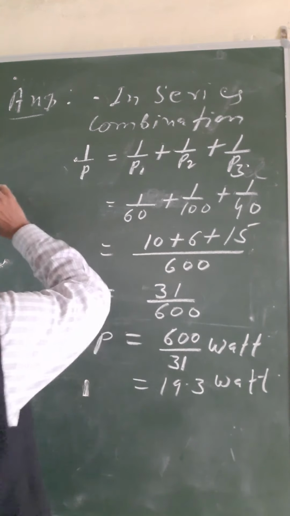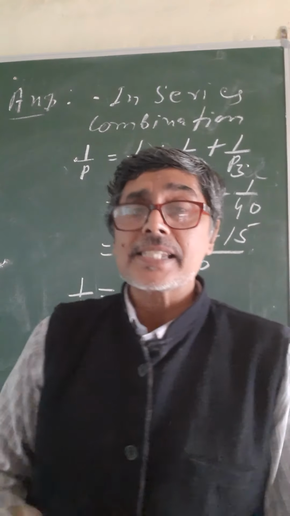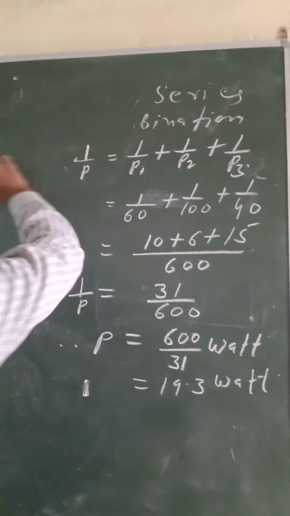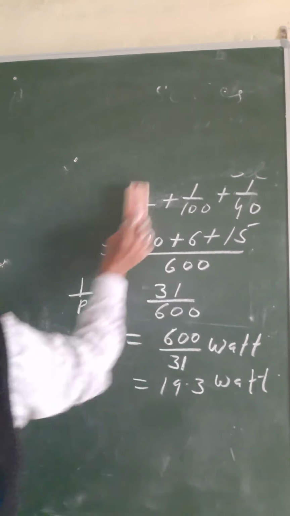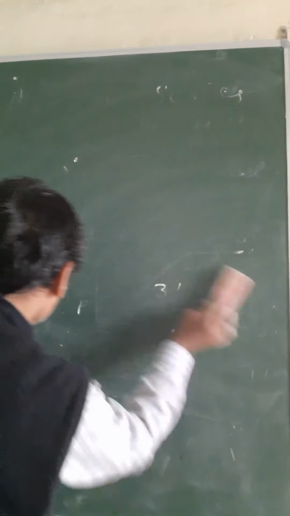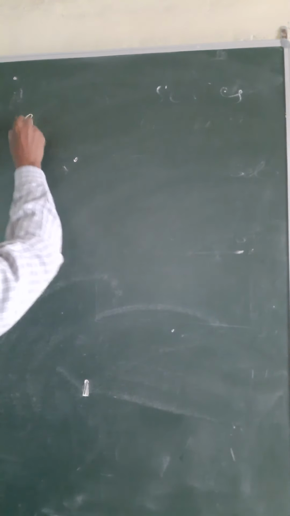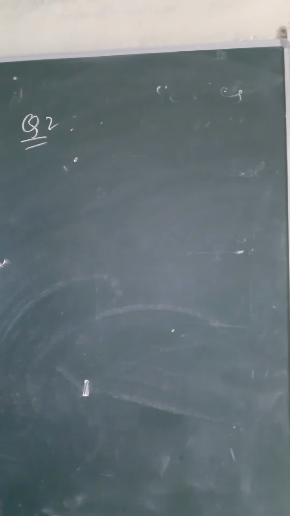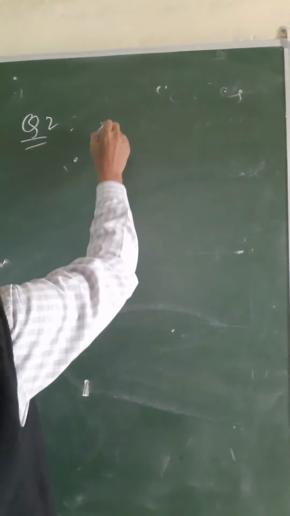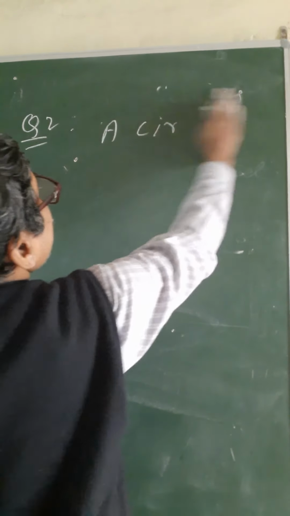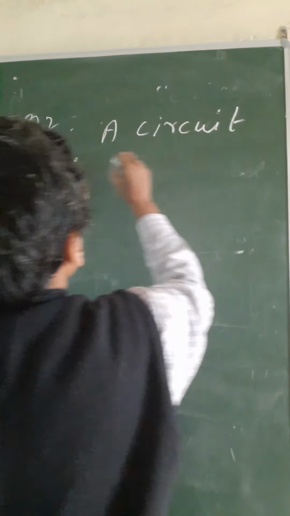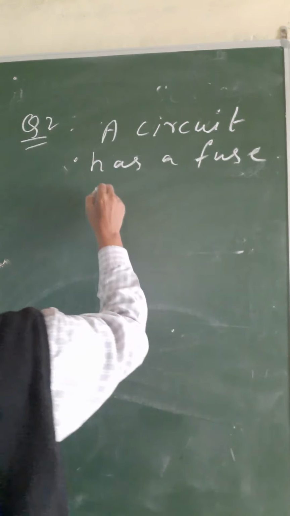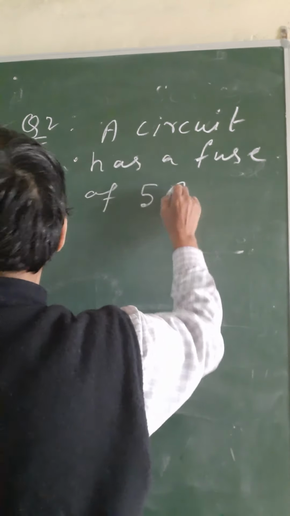Now we will discuss the second question. What is the second question here? A circuit has a fuse of 5 ampere.